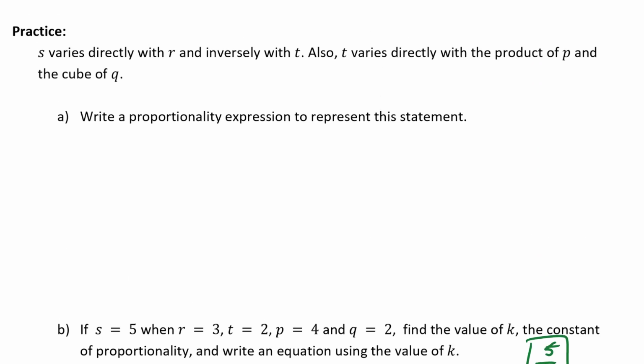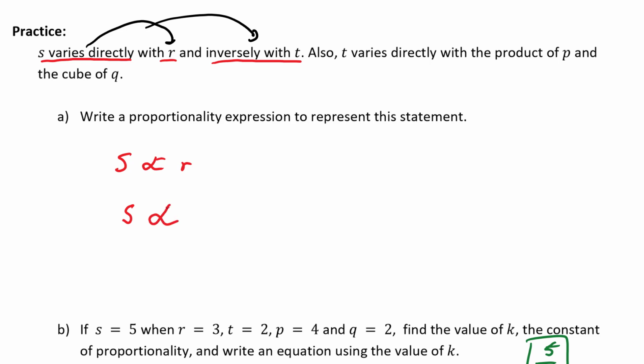Let's take it up. Here I have S varies directly with R. So S varies directly with R. I then have S varying inversely with T. So the S is related to both the R and to the T. S varies inversely with T.